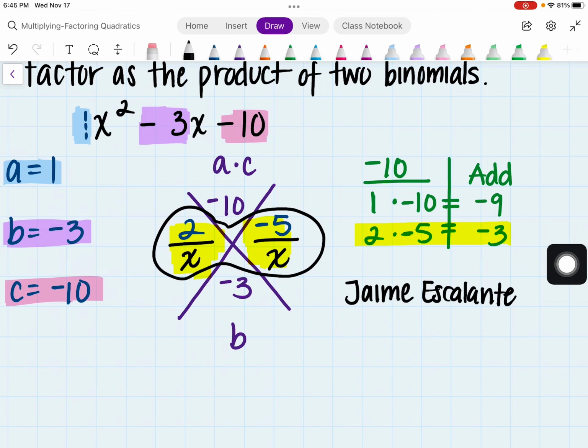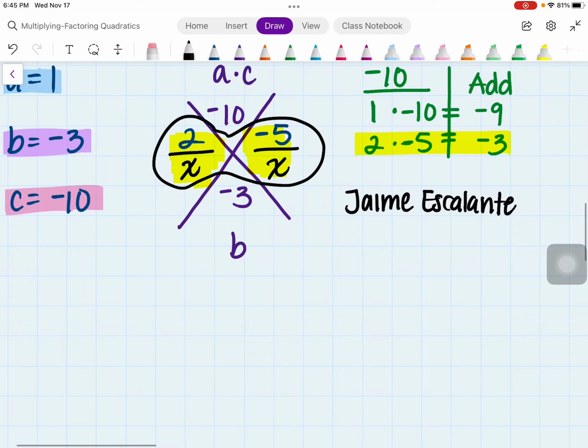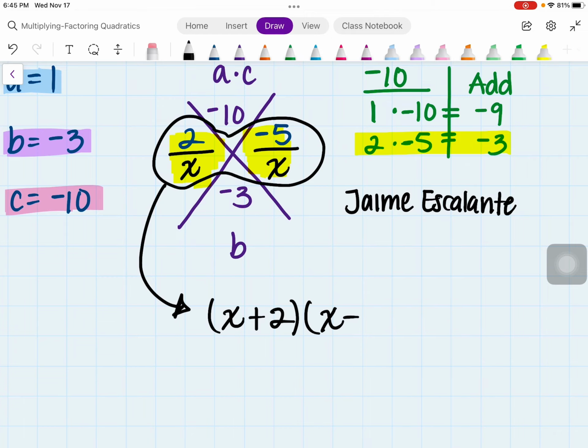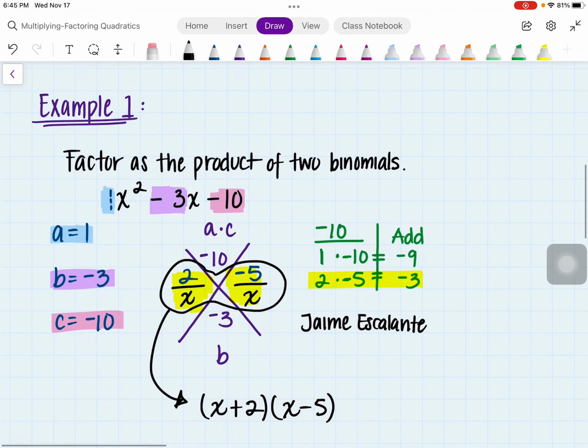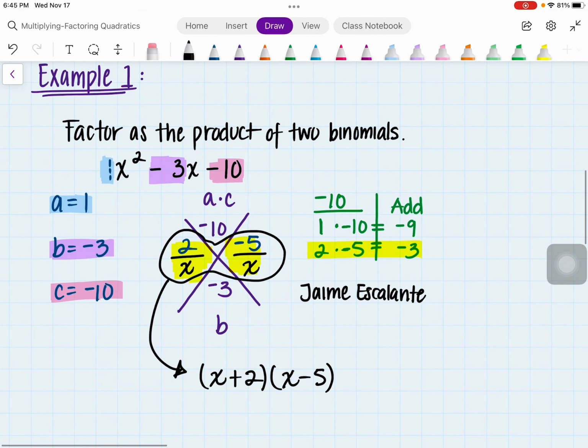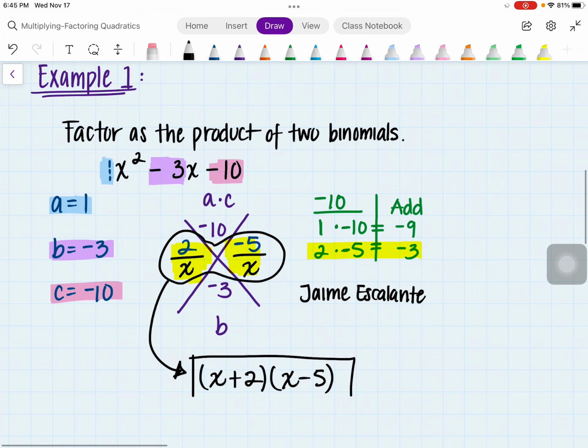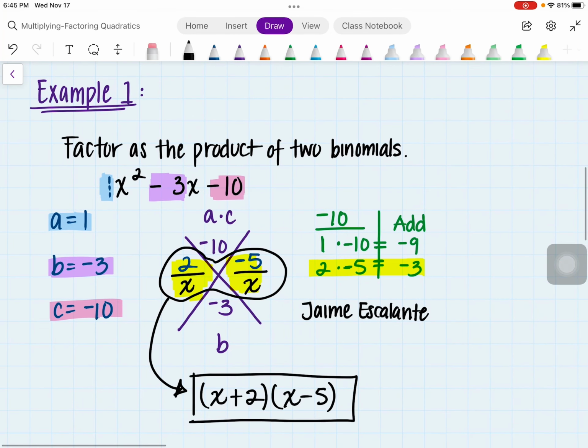So let's go ahead and write it as binomials. So from here, let's go ahead and bring it down here. And that is x plus 2 times x minus 5. And this here, guys, is our final answer. That is our final answer. All right, let's go ahead and see the next one.